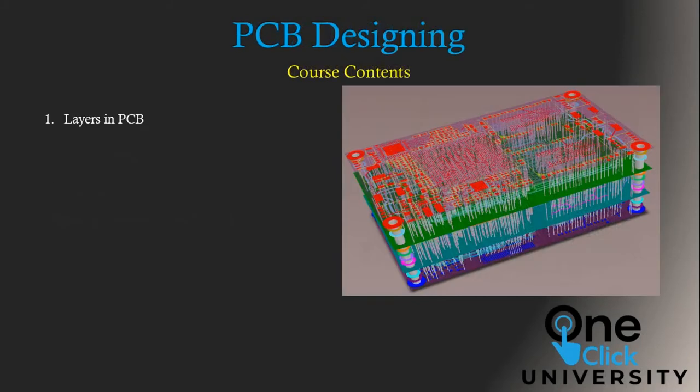First of all, the layers in PCB. In Proteus, we can design up to 16 layer PCBs, which includes top copper, bottom copper, and inner layers. So we'll be studying under this the various copper layers, the silk layers, and other layers.